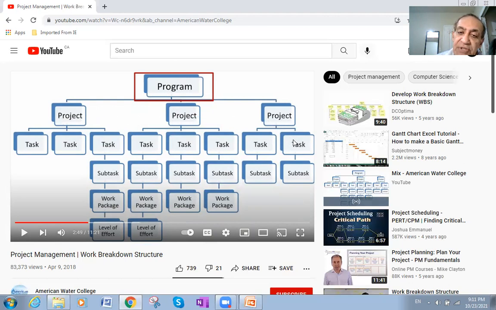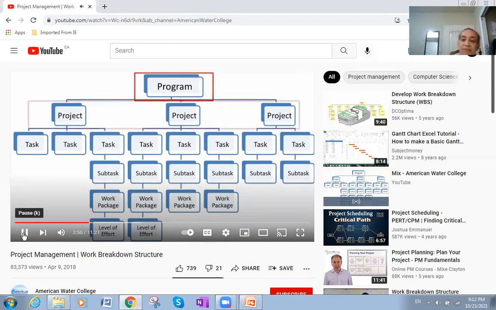And each project will be divided into tasks. And each task will be divided into subtasks. And each subtask will be divided into work packages. And the work package also will be subdivided into levels of effort. And this is the work breakdown structure. Okay, let's see.